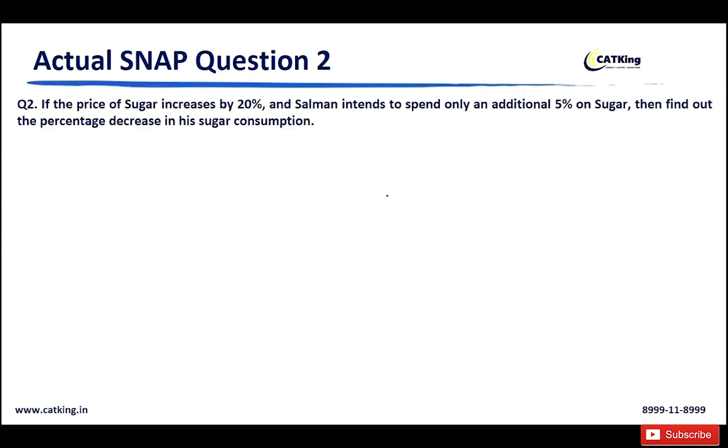Question number 2, we have, if the price of sugar increases by 20% and Salman intends to spend only an additional 5% on sugar, then find out the percentage decrease in his sugar consumption. Let us have a look at the options. Option A 5.25%, option B 12.5%, option C 11.75%, and the last option is 10.25%.